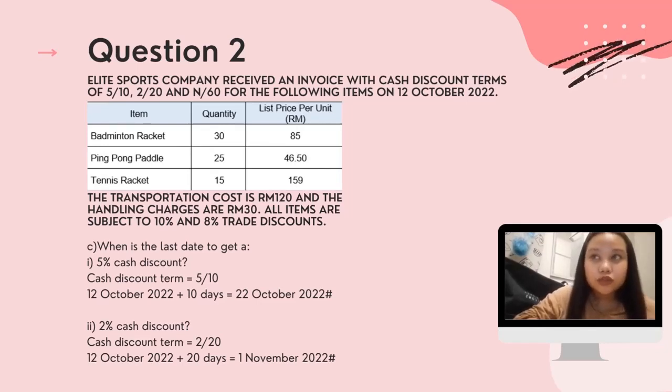The next question is C1, which is when is the last date to get a 5% cash discount? So the cash discount term will equal 5/10, which is the date 12 October 2022 plus 10 days, and you will get the answer 22nd October 2022. The next question is C2, which is 2% cash discount. So the cash discount term is equal to 2/20 and the date is 12 October 2022, plus 20 days, and you will get 1 November 2022. So that is the date where you get 2% cash discount.